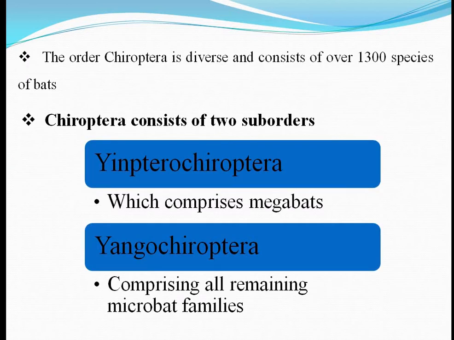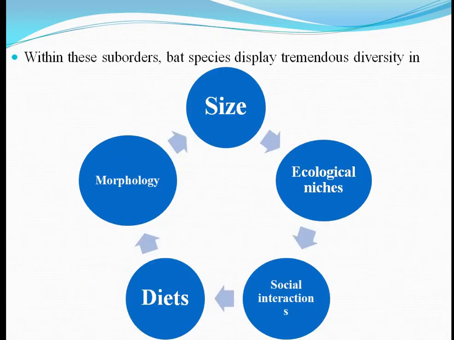The order Chiroptera is diverse and consists of over 300 species of bats. Chiroptera consists of two suborders. The first one is Yinpterochiroptera, which comprises megabats, and the second one is Yangochiroptera, comprising all remaining microbat families. Within these suborders, bat species display tremendous diversity in size, morphology, diets, social interaction, and ecological niche.